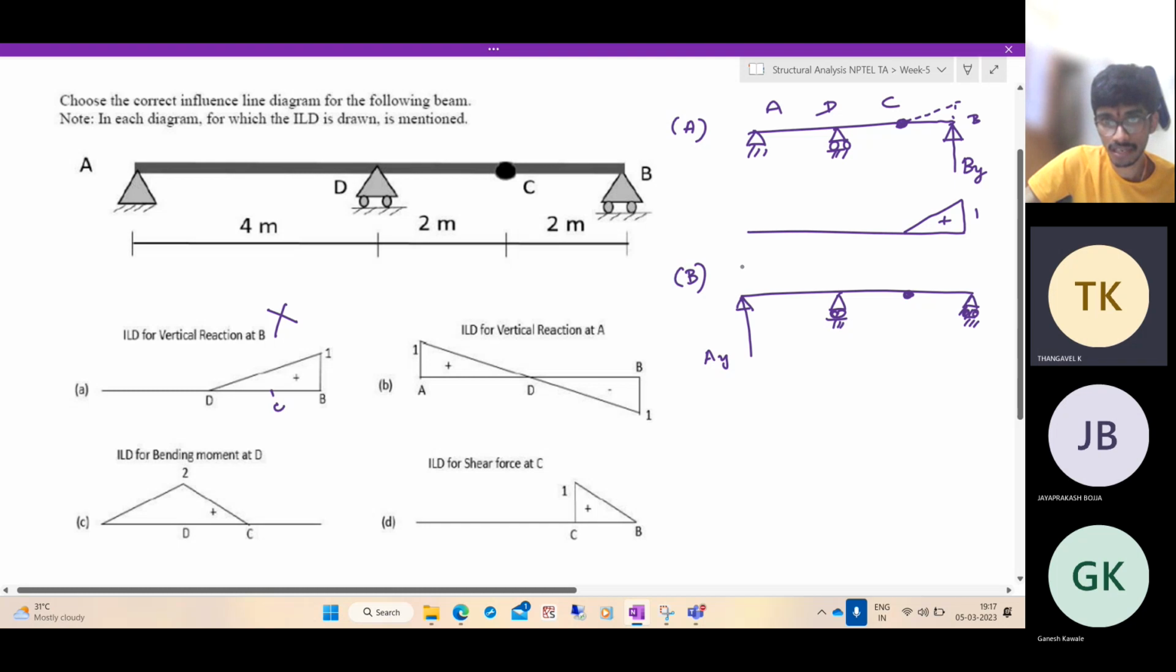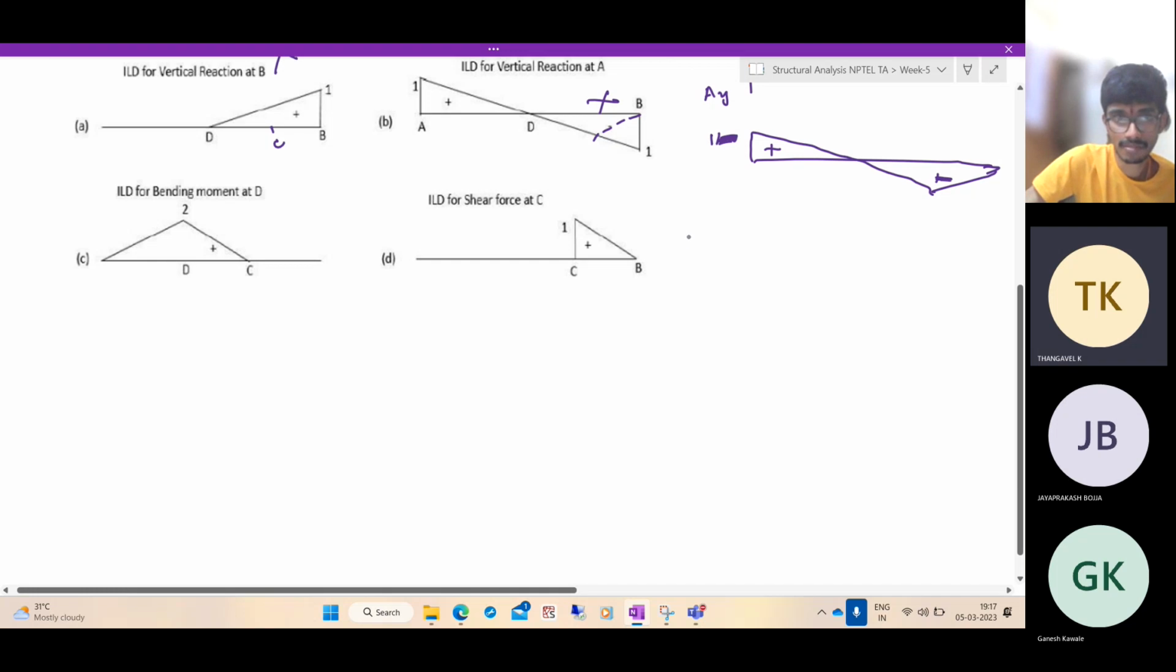So how will it deform? If you see, this will remain straight. Since it is a hinge, it can accommodate relative rotation. It will go like this. So if you draw the ILD for vertical reaction at A, it should look something like this. And this maximum will be 1. But what they have given, it has to go like this. So this is also wrong.